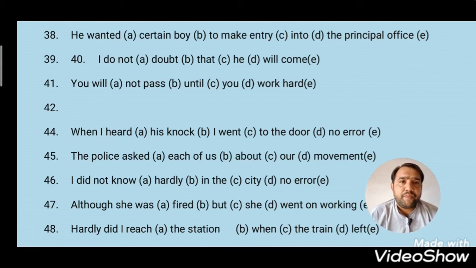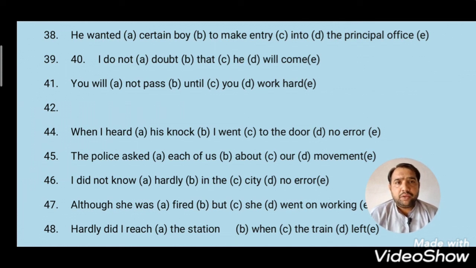According to number 39, I do not doubt that he will come. Guys, doubt in many cases agrees with that as well as with whether. When you are going to make your structure in negative form, here doubt never agrees with the conjunction that, because here we have made a statement in negative form. Suppose look at I do not doubt that he will come. Here our first statement is in negative, so that should be omitted and replaced by whether. So here we should say I do not doubt whether he will come.